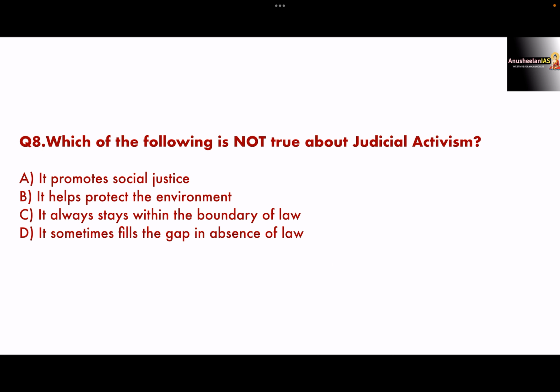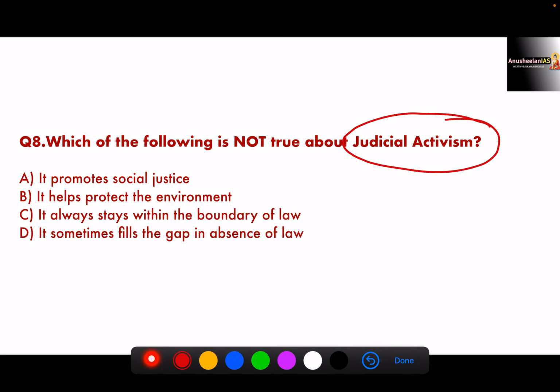Next, which of the following is true about judicial activism? Option A, it promotes social justice. Option B, it helps to protect the environment. C, it stays within the boundary of law. D, it sometimes fills the gap in absence of law. Here it is, judicial activism.